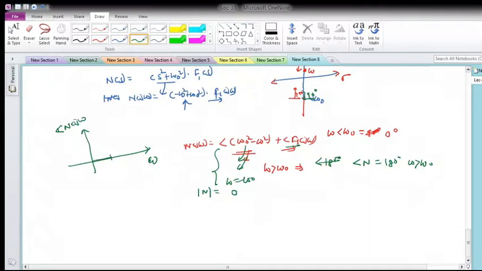When omega is less than omega naught, the angle is 0 degrees, and when omega is greater than omega naught, there is a sudden jump of 180 degrees. And what about the magnitude? Somewhere I will get some value, and at omega equal to omega naught it is 0. Like this I will get it for the complex conjugate pair.